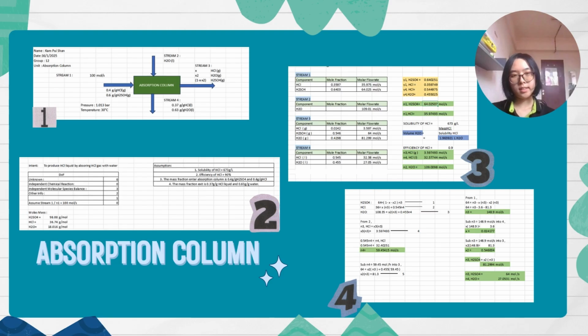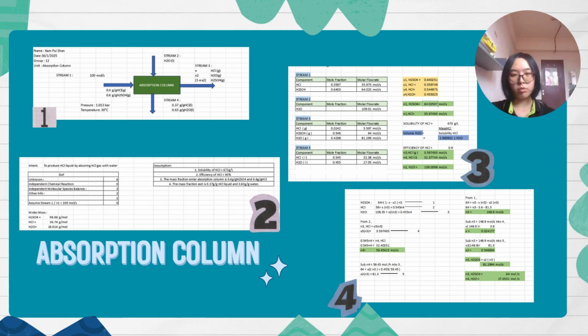49.97992. The absorption column is used to absorb HCl gas into hydrochloric acid by adding water. The pressure is 1.013 bar and the temperature is 30 degrees Celsius. Four assumptions are made: the solubility of HCl gas is 673 grams per liter at a temperature of 30 degrees Celsius; the efficiency of HCl is 90%; the mass fractions of H2SO4 gas and HCl gas entering the absorption column are 0.4 and 0.6 respectively; and the exit mass fractions will be 0.37 for HCl liquid and 0.63 for water.